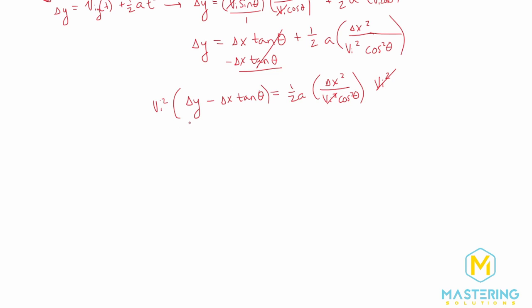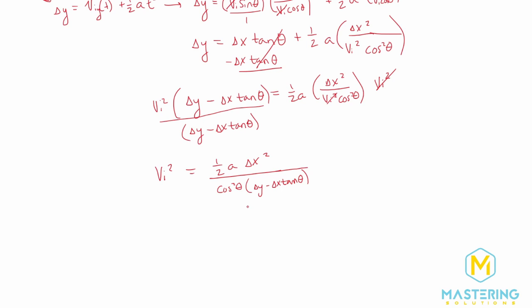And then before we rewrite it, let's divide both sides of the equation by this value. So delta y minus delta x tangent of theta. So what we're left with is the initial velocity squared is equal to 1/2 of the acceleration times delta x squared divided by cosine squared theta times delta y minus delta x tangent of theta. I know this seems really confusing, but we're almost there. And we can simplify this a little bit better.